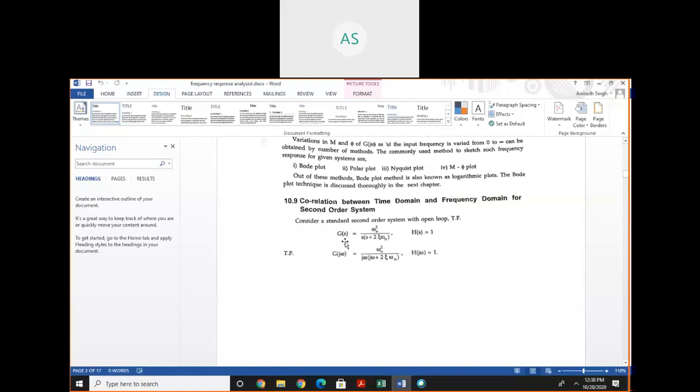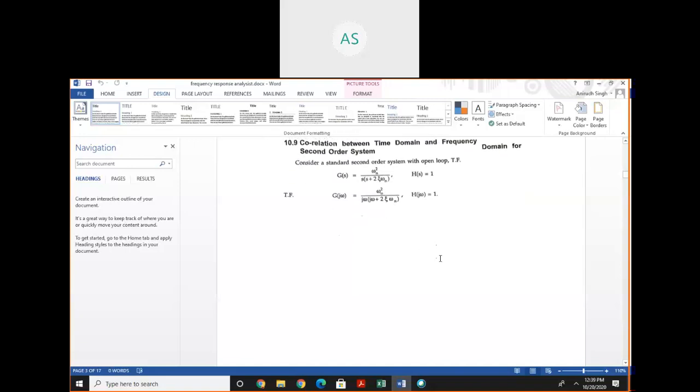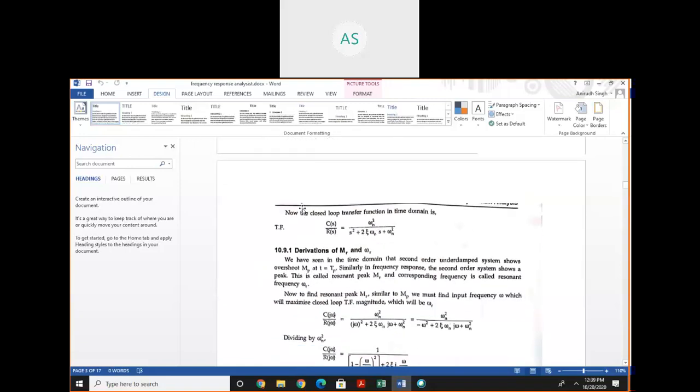Consider a standard second order system with open loop transfer function G(s) given by omega n square divided by s(s plus 2 zeta omega n), where this is unity feedback, so the value of H(s) is equal to 1. Because we want to calculate the frequency response, we put s equal to j omega, and here H(j omega) is equal to 1.